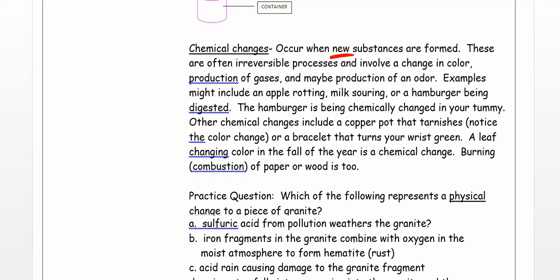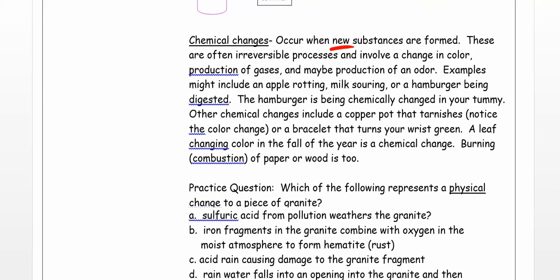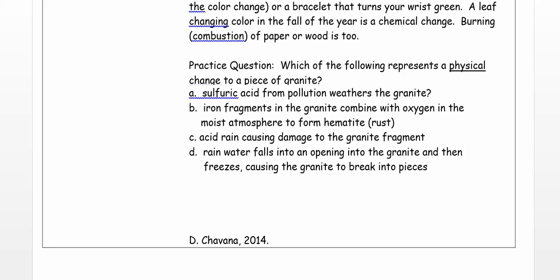Now let's do a practice problem. All right, let's practice. The question is, which of the following represents a physical change to a piece of granite? A, sulfuric acid from pollution weathers the granite. Well, anytime you're talking about a chemical, that's probably not going to be a physical change, okay? So sulfuric acid weathering the granite, the sulfuric acid is probably undergoing some type of chemical reaction. That would not be a physical change, so we'll mark that one out.